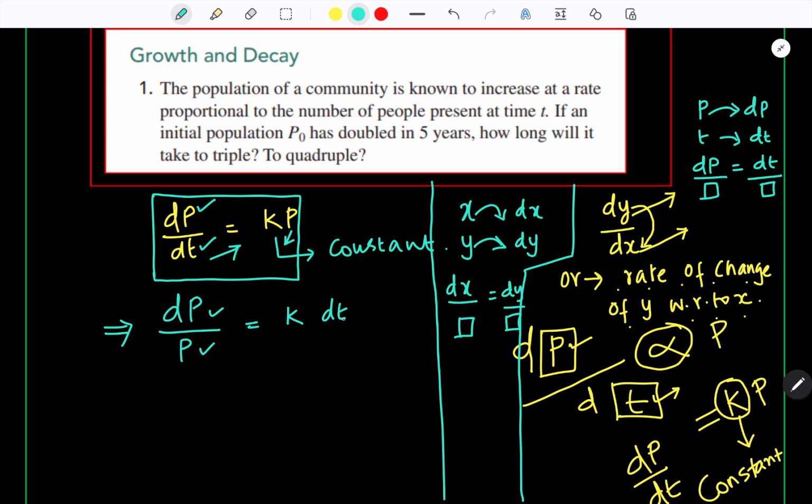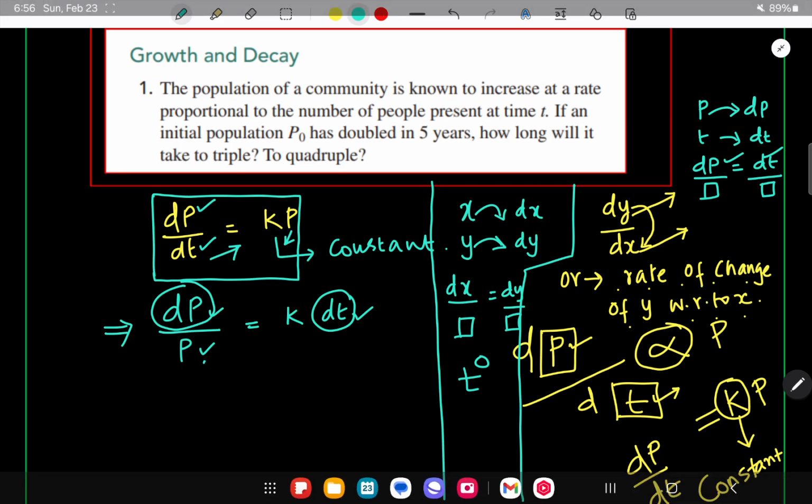p with dp and t with dt. Once again, where is t, teacher? t is nothing but t to the power 0, right? Now the variables are arranged. p with dp and t with dt, at the same time dp and dt are in the numerator. I can start the integration.